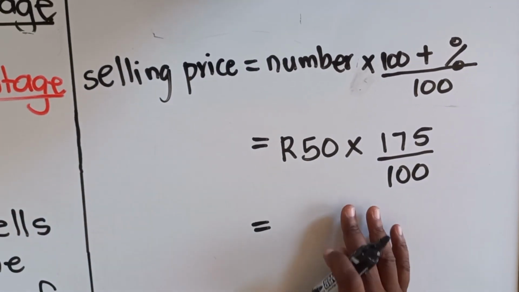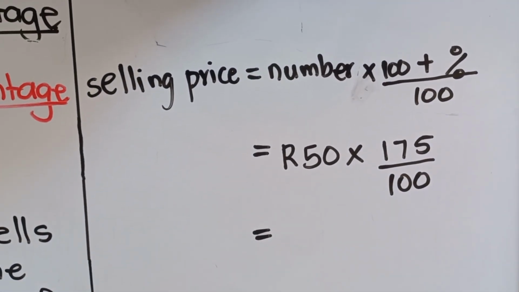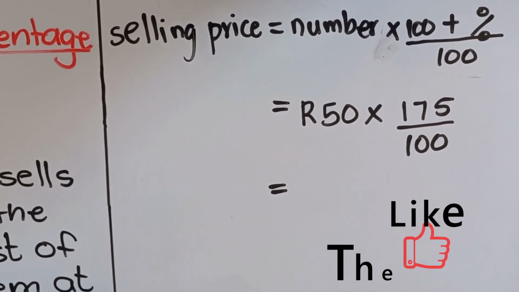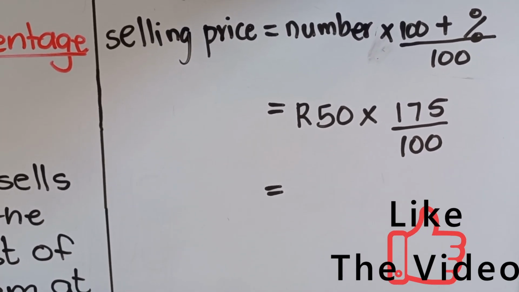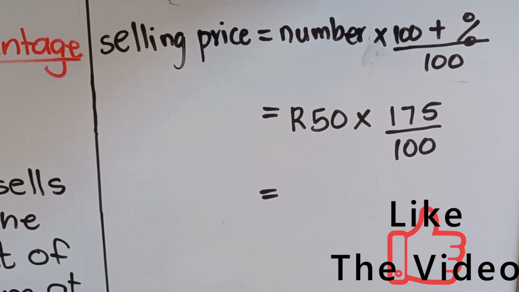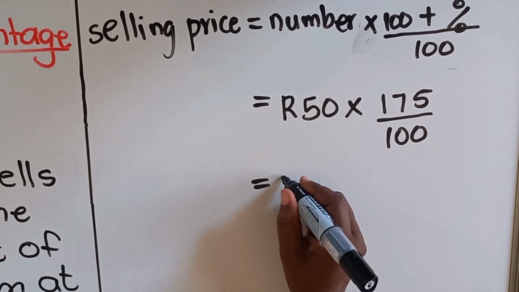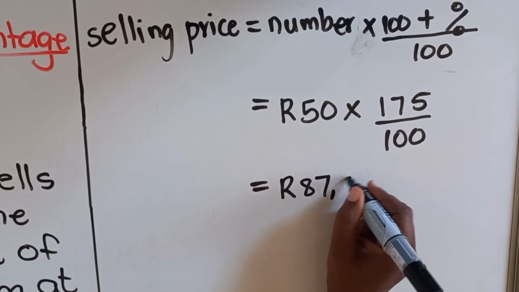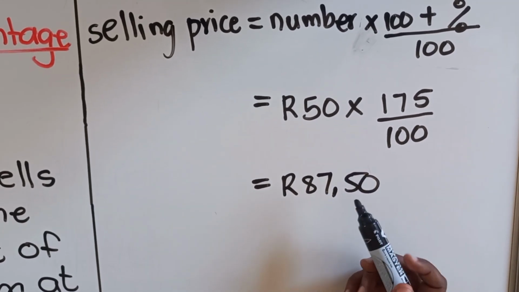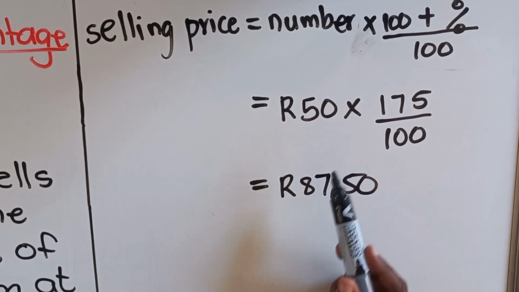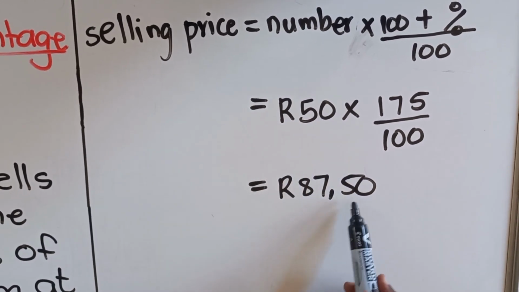Then you take your calculator and punch it in. So it is 50 multiplied by, if you're using the short display, you have a fraction bracket, 175 divided by 100. Your answer is 87 rand 50 cents. So it means if he bought them for 50 rand, he's going to sell them for 87 rand 50 cents.